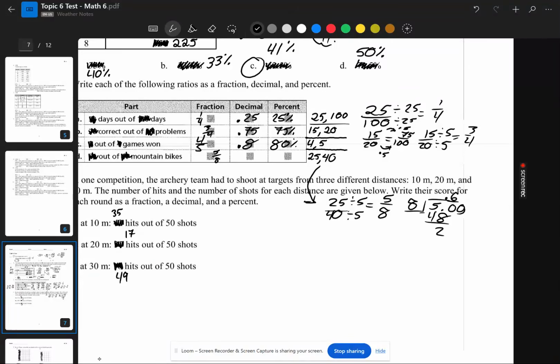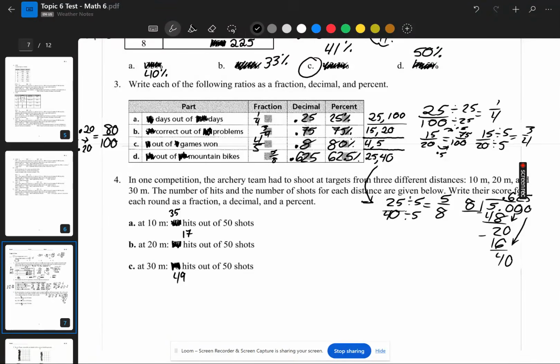I add a 0 and I bring that down. That's twice. 20 minus 16 is 4. So that's going to get me 0.625 or 62.5%.